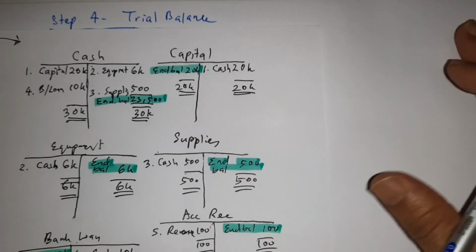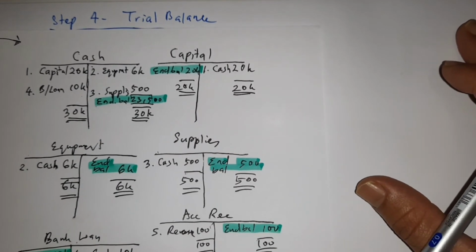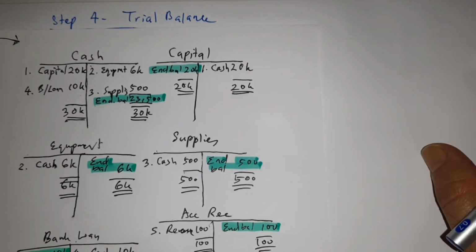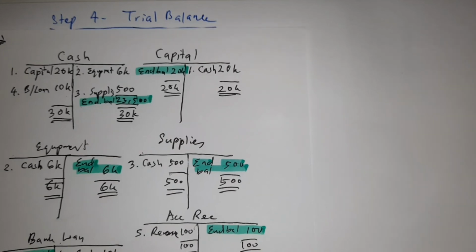First thing first, what is a trial balance? A trial balance is a list of all accounts with their balances. When you prepare a trial balance, you have to show all the debit balances and credit balances for all accounts, and then you have to calculate the total. If the total of the debit side equals the total of the credit side, then you can say that the recording process that you have done is correct.